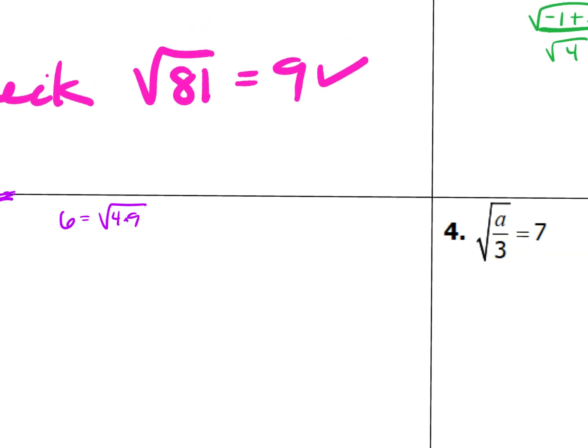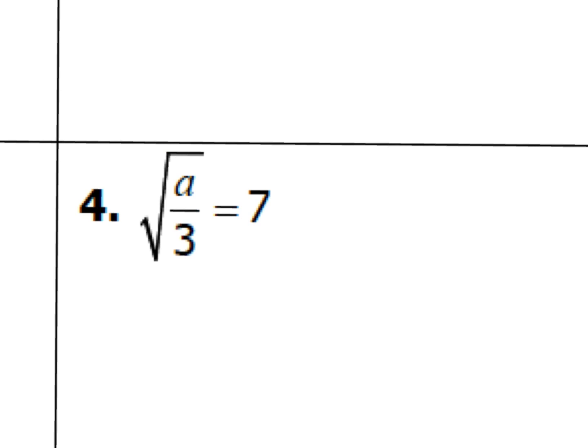How is this one different here? There's division, which is going to lead to multiplication in the end. Okay, but is this isolated? This is isolated, so you can square everything right away. That gets rid of all of that. So it's a divided by 3 equals 49.